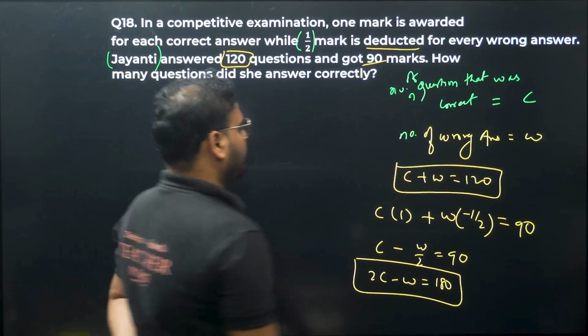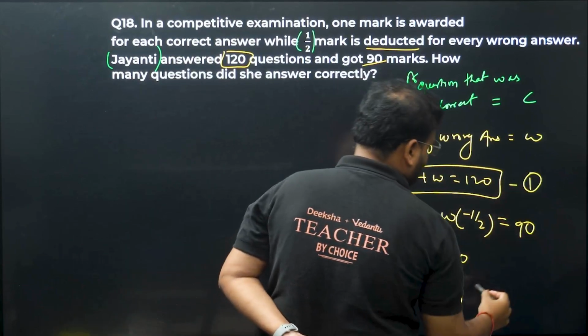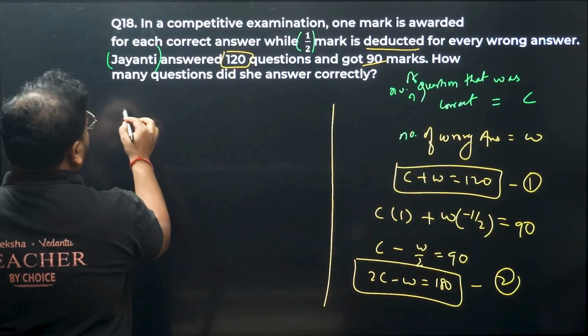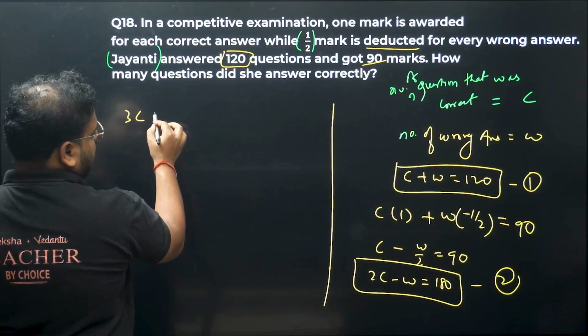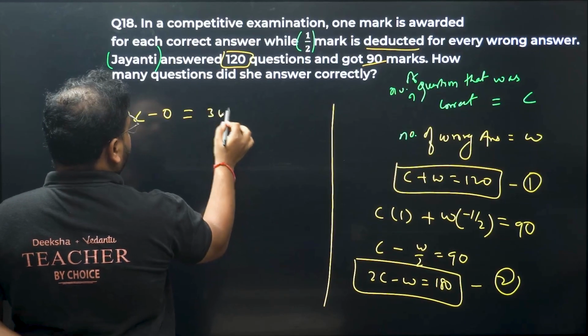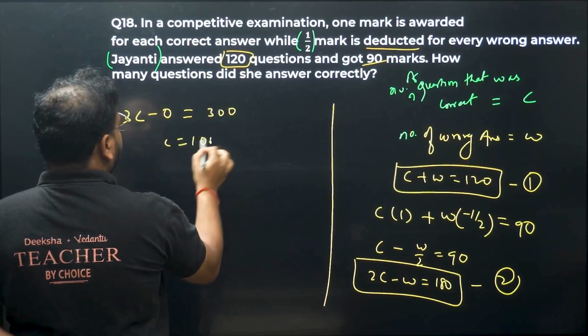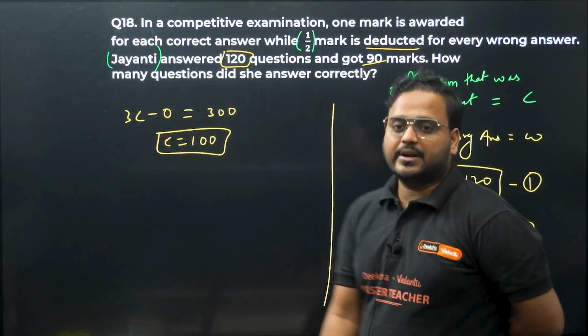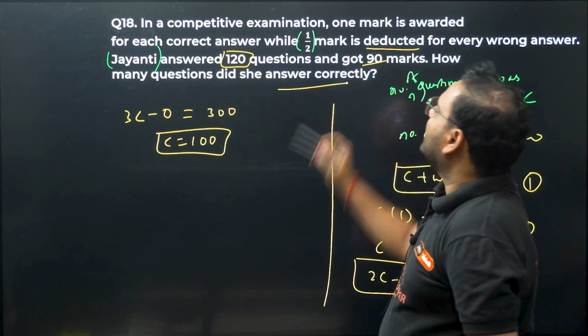Equation 1 and 2 we have now. Add them. Equation 1 here, equation 2 here. What do I get? I get 3C, and W minus W will be 0, so equal to 300. It means C is what? 100. Jayanti got 100 questions correct.